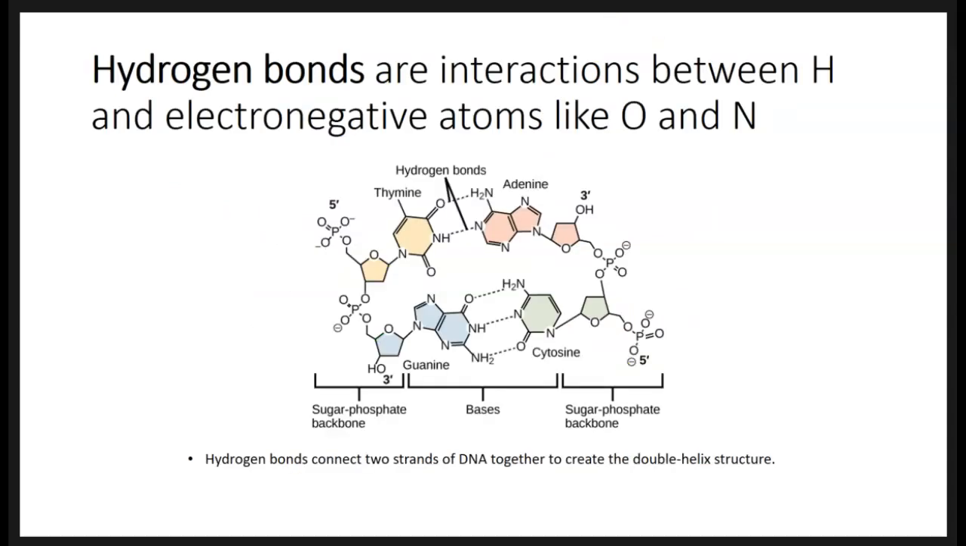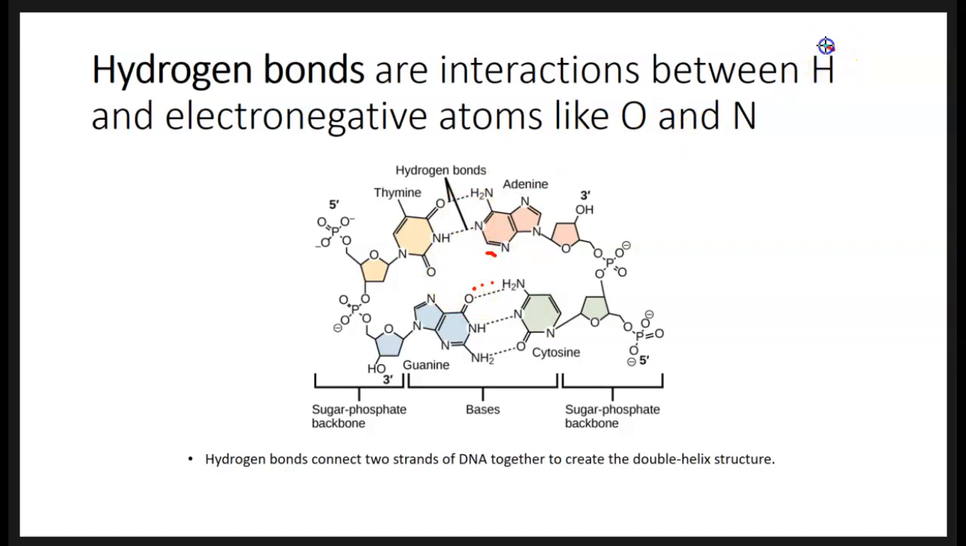So hydrogen bonds are one of the most important bonds for biological systems. Hydrogen bonds are a little bit different. They're weak interactions. They don't make up individual molecules. They happen between molecules. And so the hydrogen bonds in this figure are represented by dashed lines instead of the solid lines that represent covalent bonds.